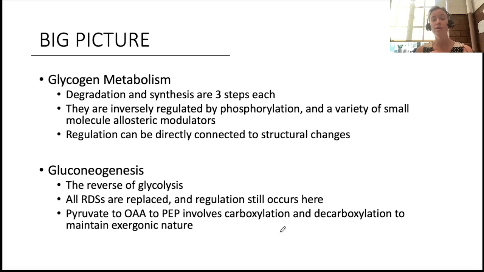Gluconeogenesis, we know now, is the reverse of glycolysis, and we've seen substrate cycles. All the rate determining steps are replaced, and regulation still occurs at those rate determining steps. Pyruvate to oxaloacetate to PEP involves carboxylation and decarboxylation to maintain the exergonic nature using those high energy molecules of ATP and GTP along the way.